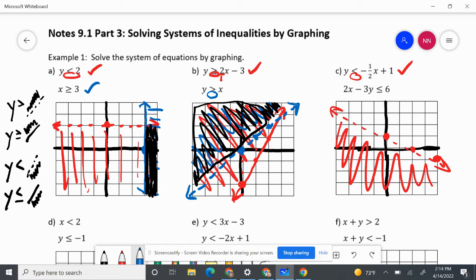For the next one, I have to get the y by itself, so I'm going to subtract the 2x. And I get -3y is less than or equal to -2x plus 6. I'm going to divide it by -3.